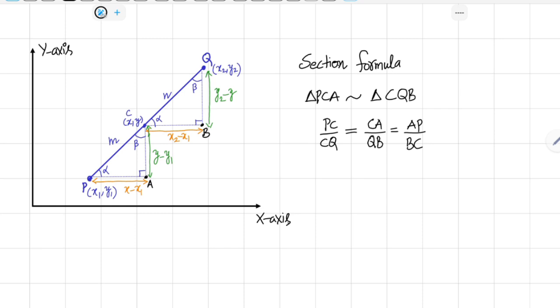Now, from the diagram, you can observe clearly that the distance between P and C is m. So I am writing here m, and the distance between C and Q is n. Hence, I am writing n. Therefore, you'll get m by n is equal to CA. So CA is y minus y1 from the diagram, and QB is y2 minus y, and it is equal to AP. So AP is x minus x1, and BC is x2 minus x. Sorry, here it is x2 minus x.